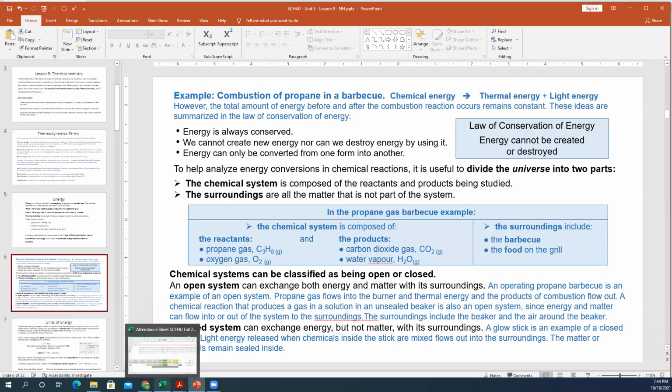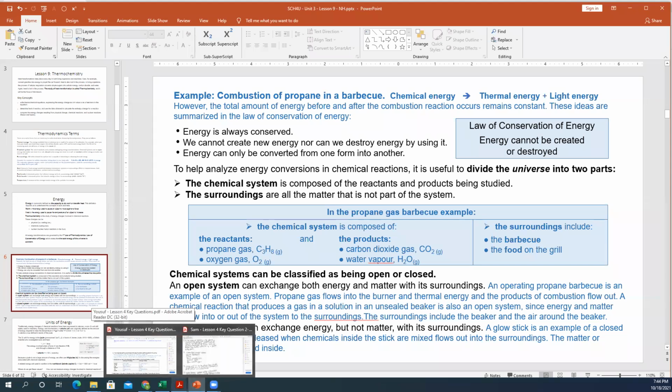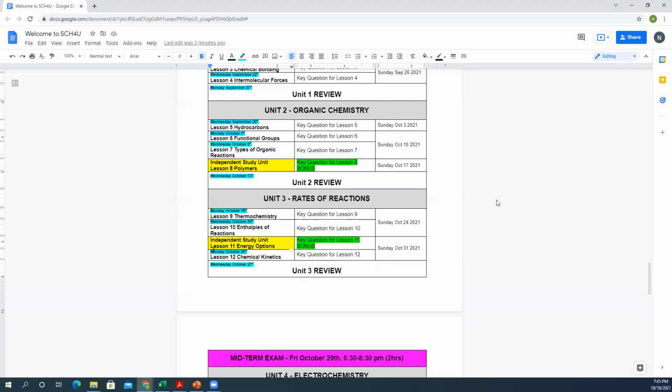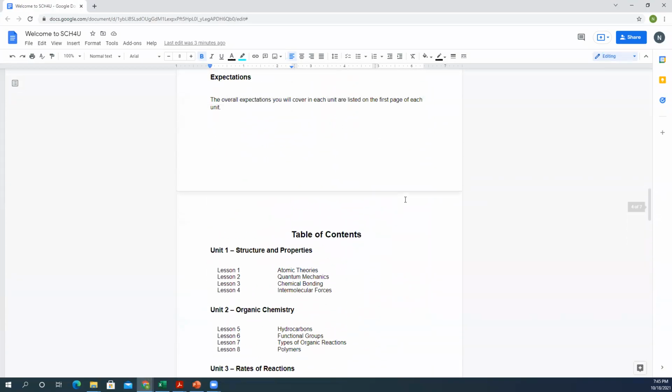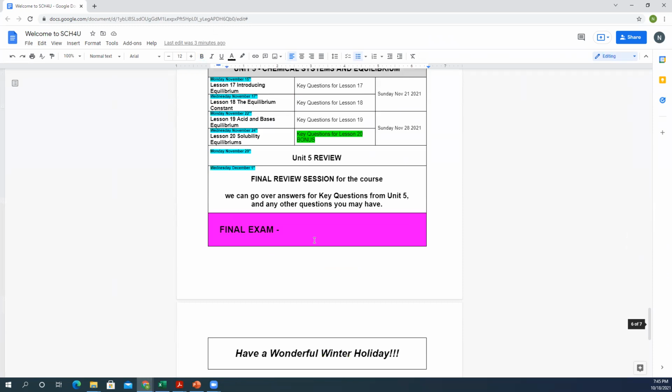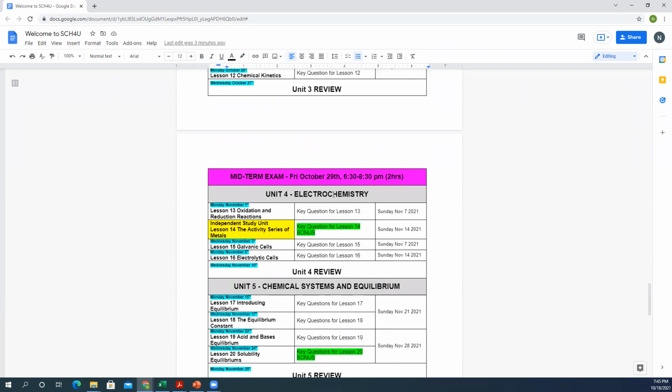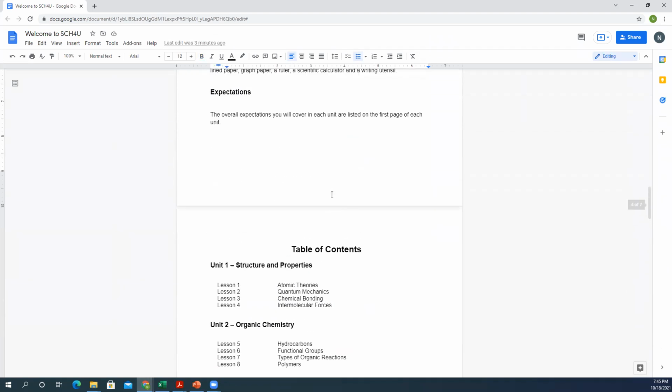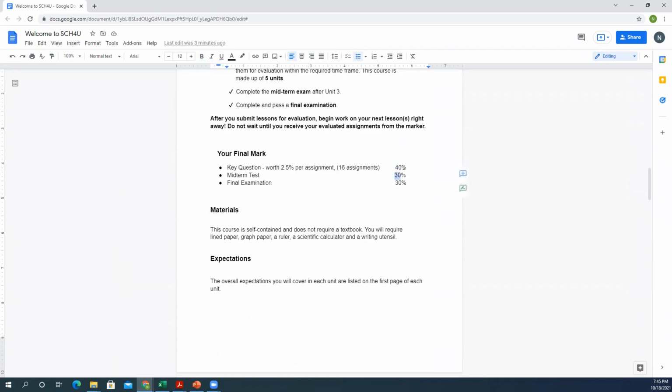Okay, so the evaluations are ongoing. Every week on Sunday, you have one, like the key questions, sometimes two. The key questions are part of your mark. They make up a total of 40% of your final grade. And then you have your midterm test coming up. We said we're aiming for the midterm being on Friday, October 29th. So that's the next kind of test that we have? Yeah, that would be the 30% midterm. And then at the end of the course, we have a final exam, which is another 30%.